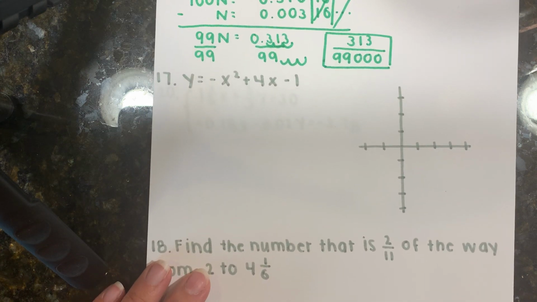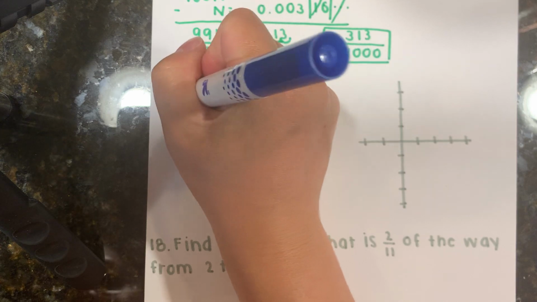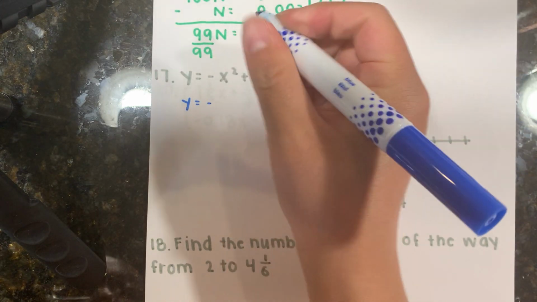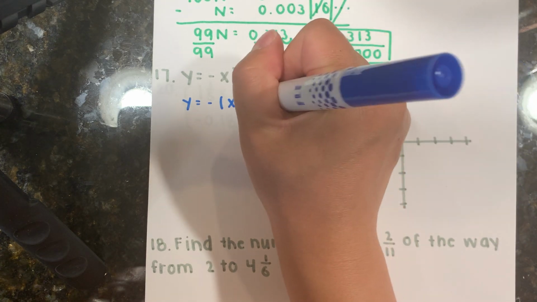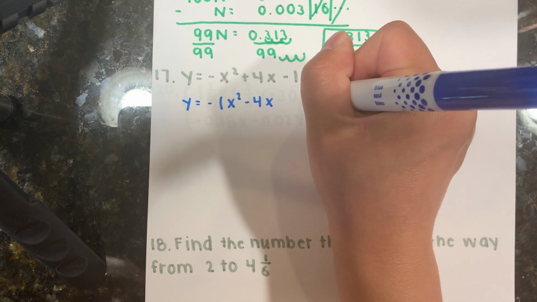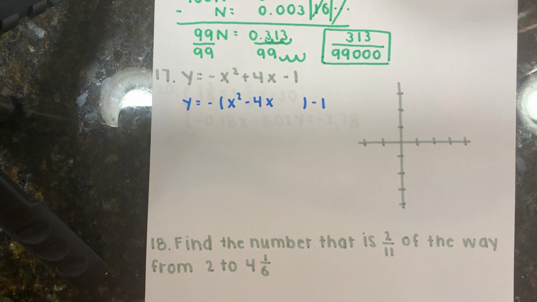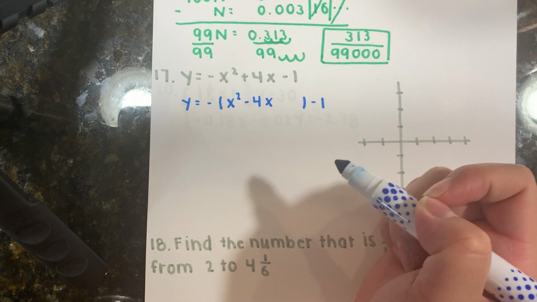So the first thing that I need to do is put all my x's in parentheses, as well as factor out that negative sign. So if I factor out the negative off the x squared, I'd also factor out minus off of the 4x, making it negative 4x. And then I'd have the negative 1 on the outside. You only factor it from the x's, not from the negative 1.